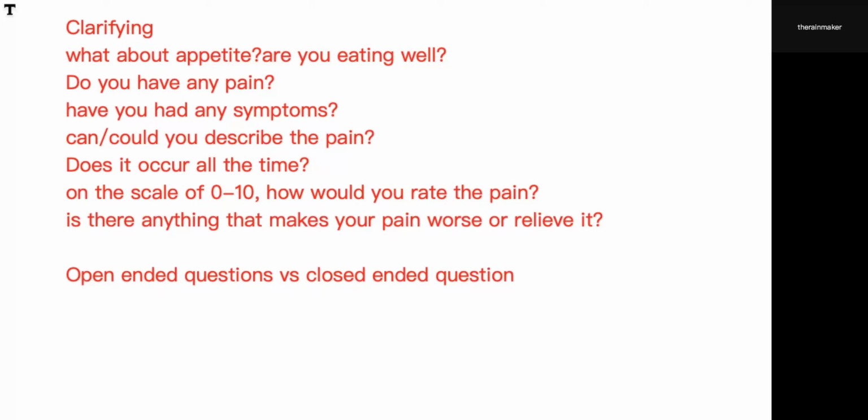So it should not be a monologue. Keep it as a dialogue, open-ended questions versus closed-ended questions. Many, many questions to get clarification over the patient's situation. Remember, all right?